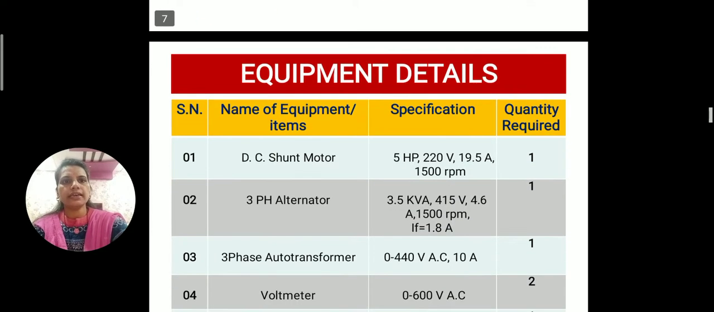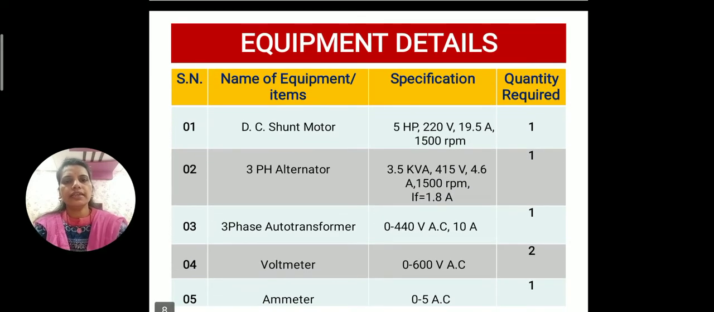Next is the equipment details. Here we are going to find the XD and XQ, that is direct axis reactance and quadrature axis reactance. For that we have to perform this experiment in the machine lab. There is a panel, and on that panel we have to perform the experiment. These are the equipment details: name of equipment, specification and quantity required.